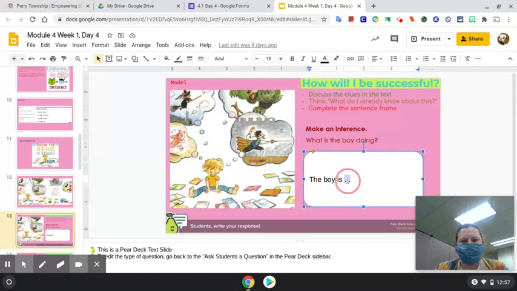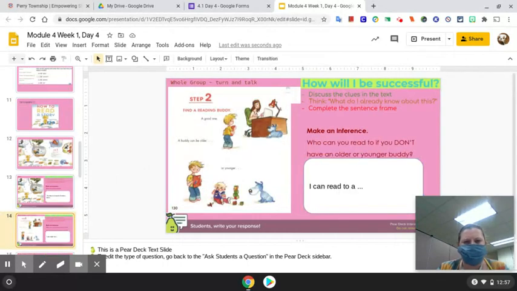So the boy in this picture is trying to choose a book. And I know because it also says on step 1, you have to choose a book that you like. So he's trying to figure out which kind of book I'd like, and he is trying to choose a book. Let's move on to the next steps.